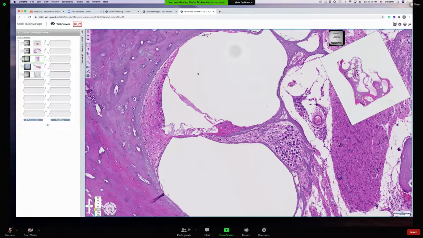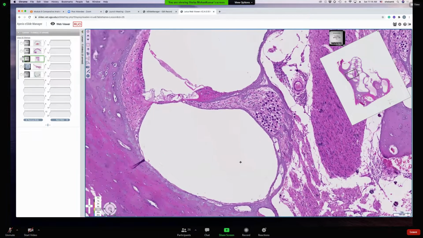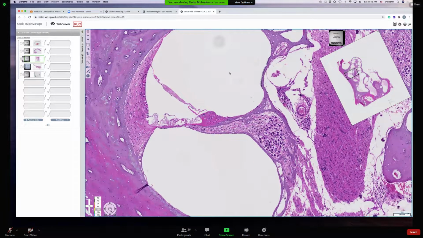Okay, so this would be the scala media, this top portion. Scala vestibule. Yes, scala vestibuli. Okay, and this one is the scala media, and this one is the scala tympani. Okay, so I will tell you an easy way to remember the scala vestibuli.